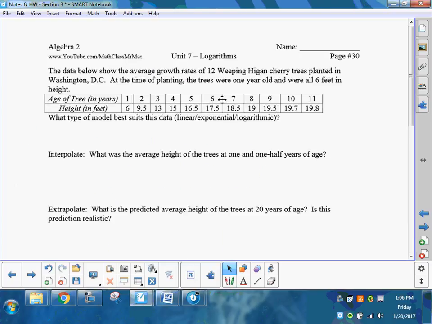Next page. When we do this one out, this is always interesting. It says the data shows the average growth rates of 12 weeping, what? Something trees, whatever. They're trees. What are they called? Hanging? Whatever. Doesn't matter, right?